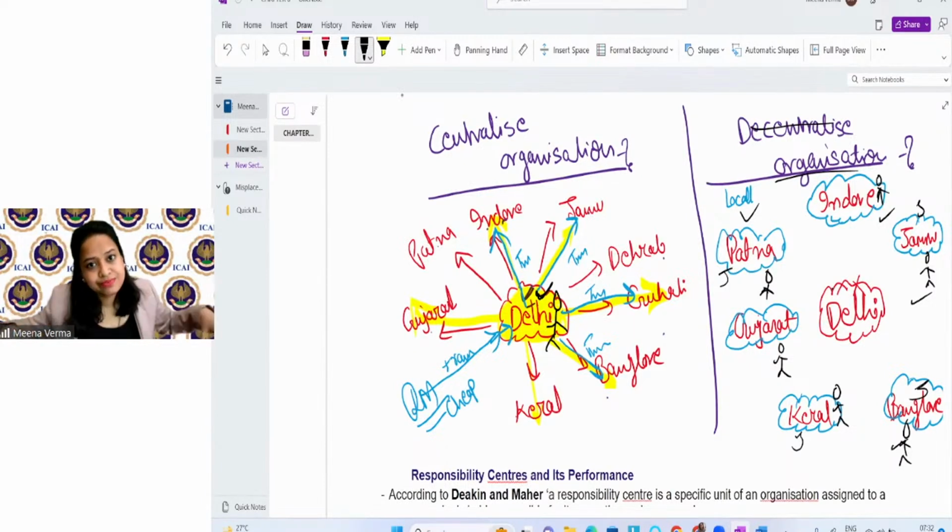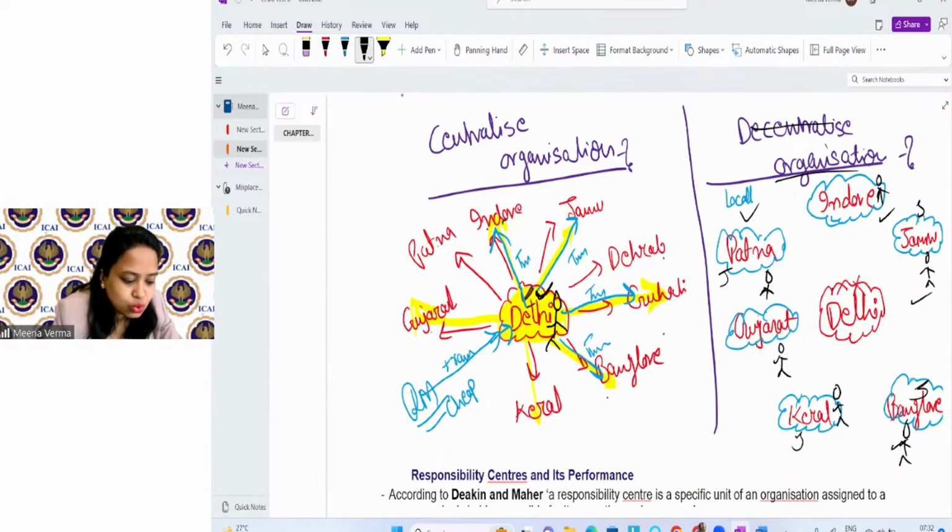But if you see a decentralized organization, what will happen? We have given the power to the local managers also. Now they have authority for their local area. They will buy the raw material from their local area, and accordingly, they will purchase the goods and do the production.